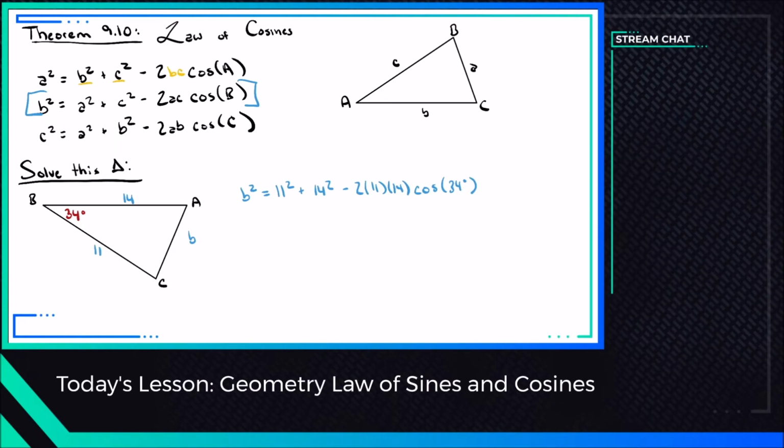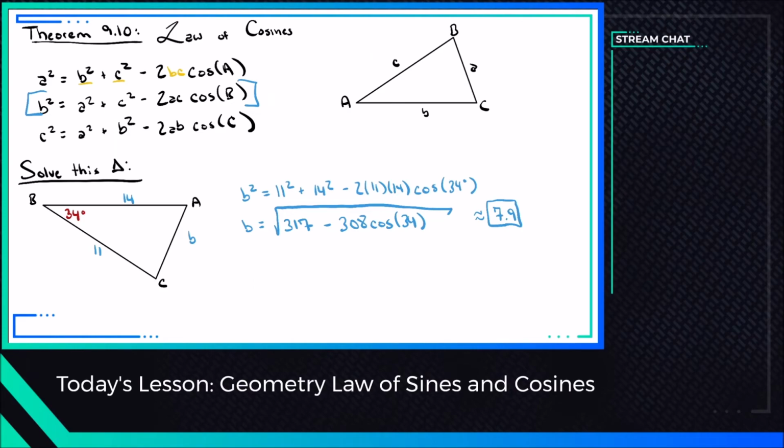And so B is going to be equal to the square root of the whole thing, right? Because we've got to get rid of this square. 11 squared plus 14 squared is 317. And then 2 multiplied by 11 multiplied by 14 is 308. And we're left with that multiplied by the cosine of 34. If we go to the calculator and type in the square root of 317 minus 308 cosine of 34, we are given that B is approximately equal to 7.9.